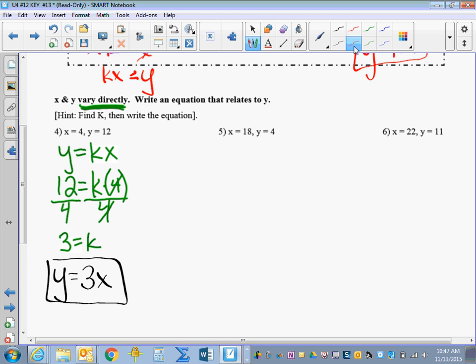Alright, so number 5. Again, it says varies directly. We start off y equals kx. What is my y value? Abdul, what do you think I'm going to do with that 4? Put it in for y. What is my x value? 18. We're multiplying by 18. Make sure you put parentheses around there.